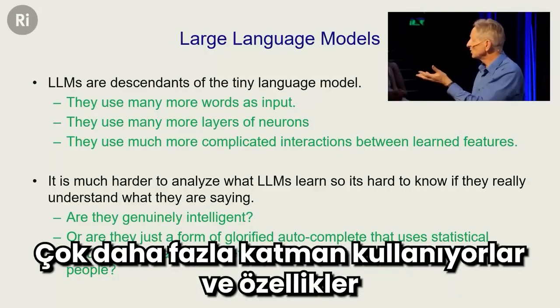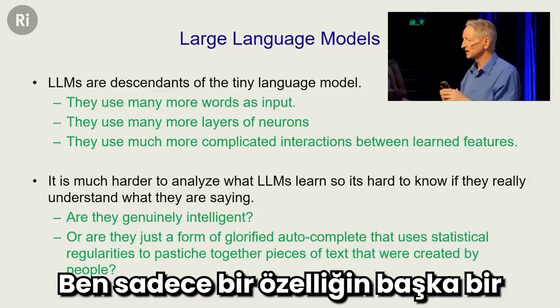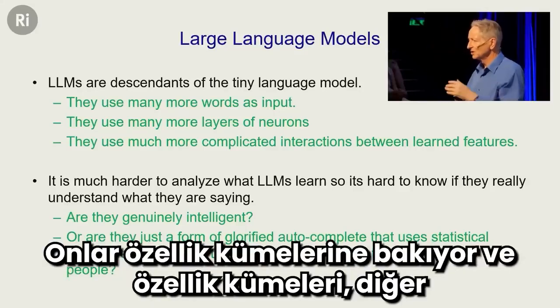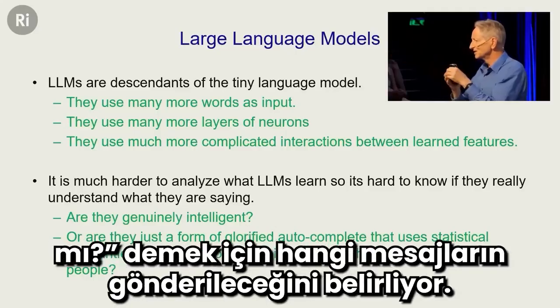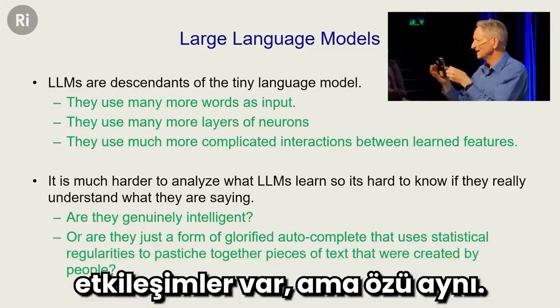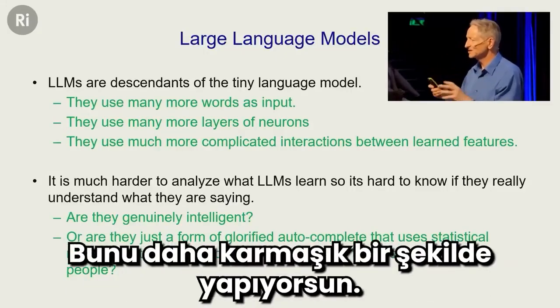So they use many more words, they use many more layers, and the interactions they have between features are much more complicated. I would just have features feeding into another feature. They look at sets of features, and sets of features figure out messages to send to other words to say, do you have a key that matches my query? It's much more complicated interactions I won't go into. But the essence of it is the same.